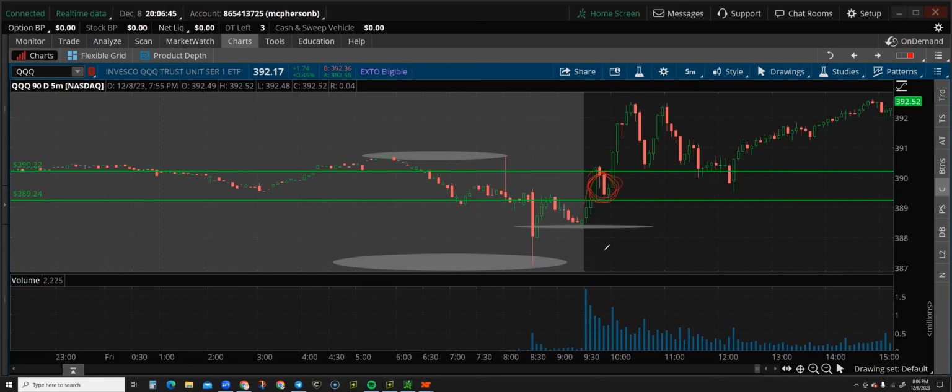Okay, D, I want you to keep the definition simple. What makes this a demand zone is that the buyers left that area. Okay, let me write that down.